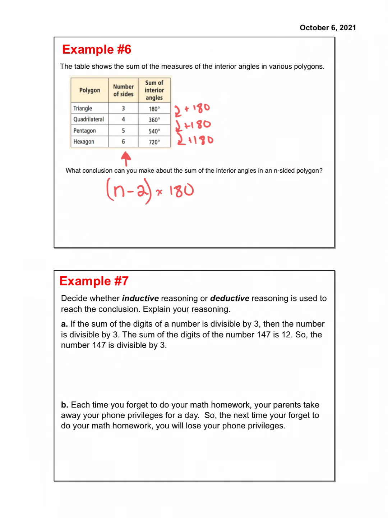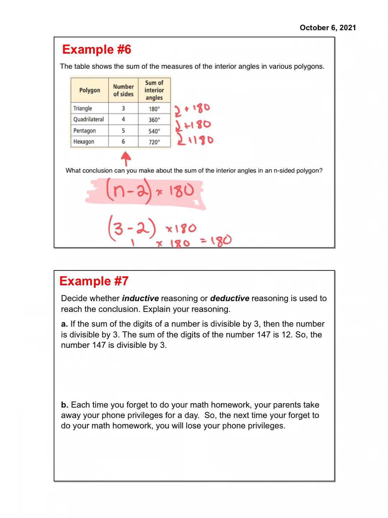So a triangle has 3 sides, so that would be n. So n minus 2 times 180: well, n is 3, 3 minus 2 is 1, times 180 will equal 180. So we came up with the conclusion and we wrote our equation here to help us for an n-sided polygon.